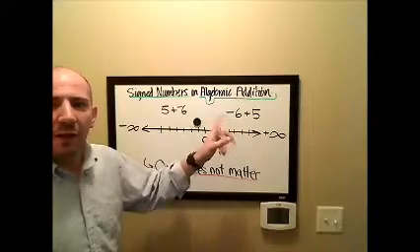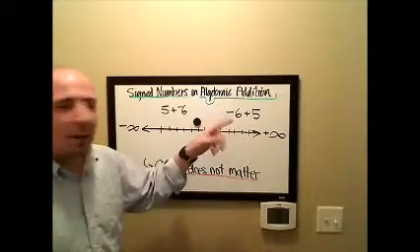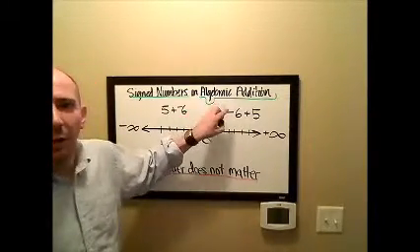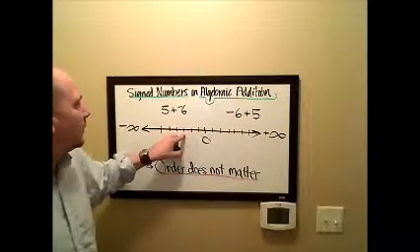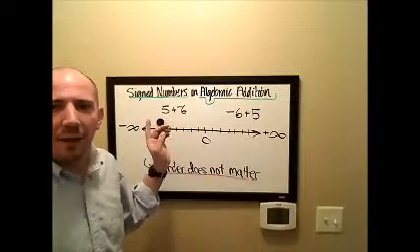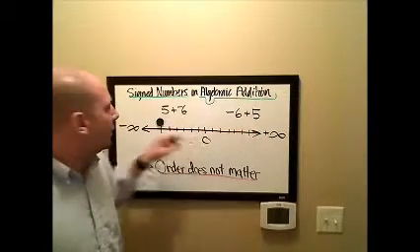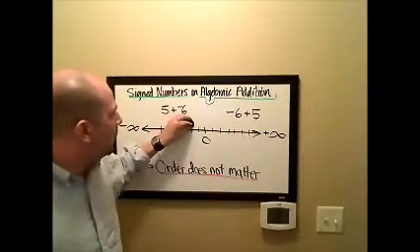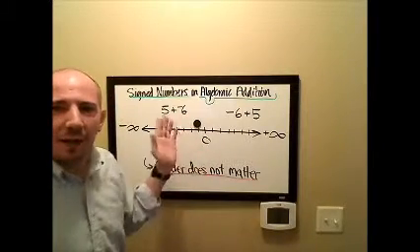Okay, now instead, let's do it this way. Let's do the problem this way. Negative 6 plus 5. I'm going to start at the opposite of 6, negative 6, and then I'm going to add 5 to that, which means go 5 in that direction. 1, 2, 3, 4, 5, and I'm right there at negative 1 again.